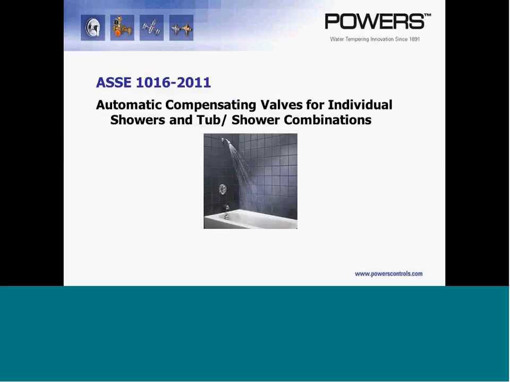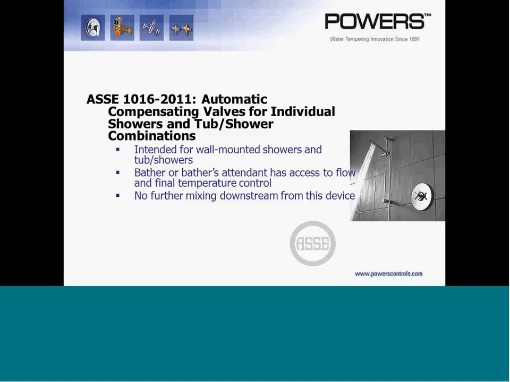Then for 1016, this is for individual shower valves and tub shower combinations. So now we're getting into the point-of-use side. Some highlights of the standard: this is intended for wall-mounted showers and tub showers. The bather, or the bather's attendant if you're, let's say, in a nursing home facility, has access to the flow and final temperature control. And there's no further mixing downstream from an ASSE 1016 device.